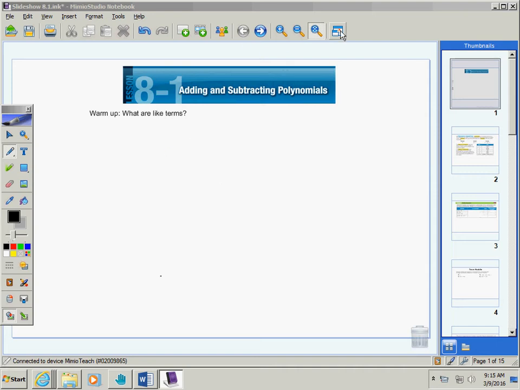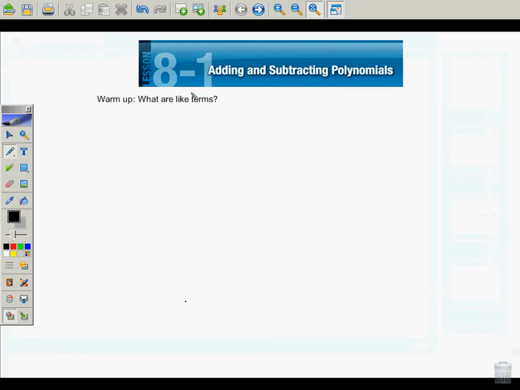In this lesson we're going to be talking about adding and subtracting polynomials. So for the warm-up we want to talk about what are like terms, and remember like terms are the same variable raised to the same power.